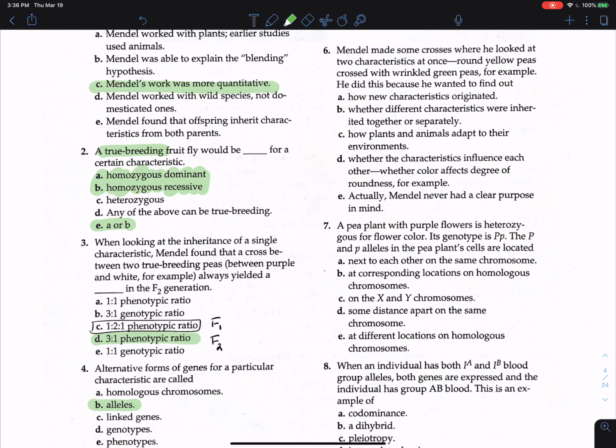All right, skipping ahead to number 6. Mendel made some crosses where he looked at 2 characteristics at once. Round yellow peas crossed with wrinkled green peas, for example. He did this because he wanted to find out whether or not those particular characteristics were inherited together or separately. And the answer here is B. As in the round and the color and the wrinkled characteristic, he wanted to know, do those go together or do those assort independently? Which you've heard that term used before. But in this case, B.